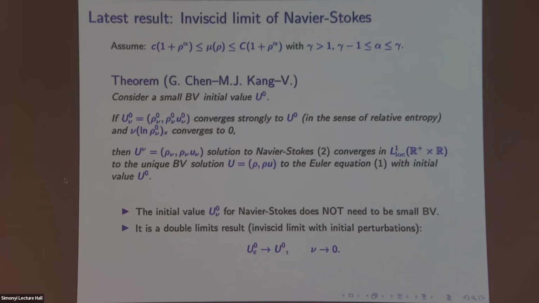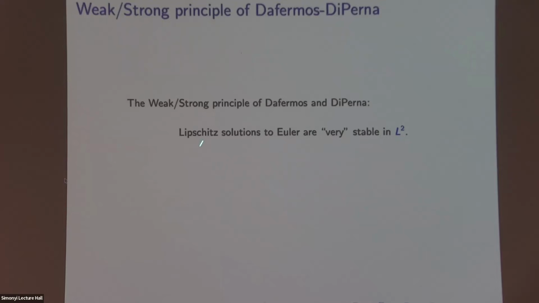Okay, so everything is based on reviving, in this situation, the result of the Dafermos relative entropy kernel. Let me write in a very simple way what is behind the weak-strong principle. It is basically saying that Lipschitz solutions to Euler are very stable in L2. And why I put very is because it's not mathematical, so I can put whatever I want, but it's really very, right?